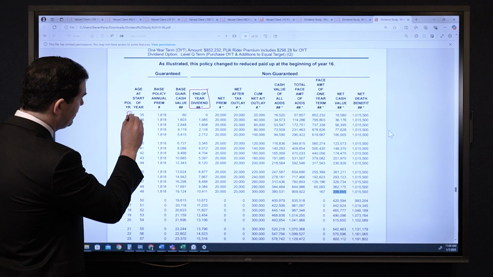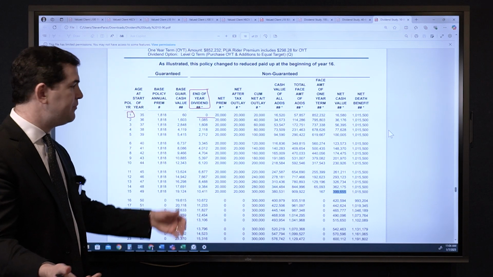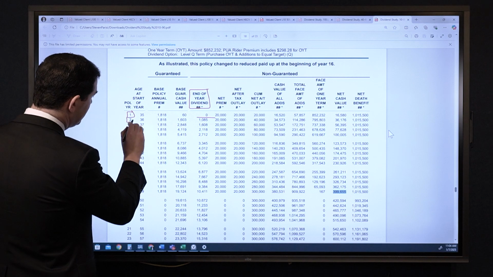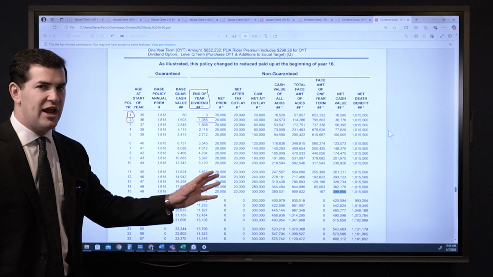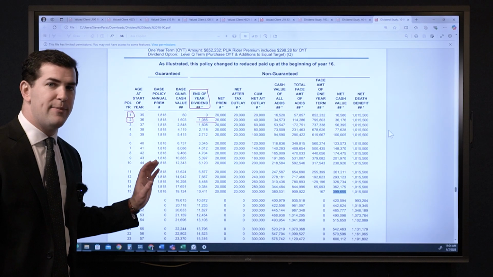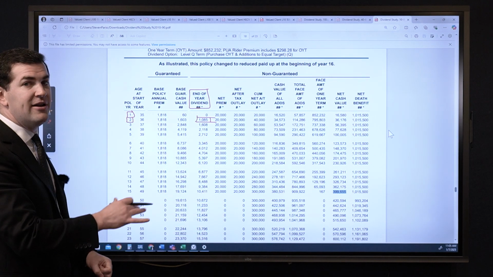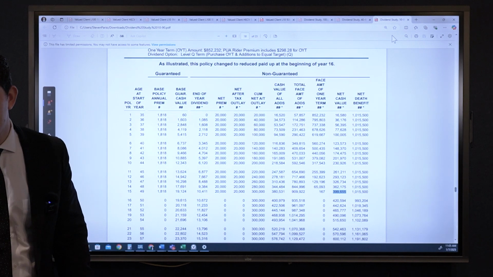In the first year, dividends typically are not paid. It's zero, meaning I only get the guaranteed interest rate. Now in the second year, I see this dividend of $1,085. So if I got this policy and the dividend rate stayed exactly the same as what it is right now, and I paid the exact same dollar amount, I would get this dividend at the end of the second policy year. So that's Guardian. Another example is Mass Mutual.